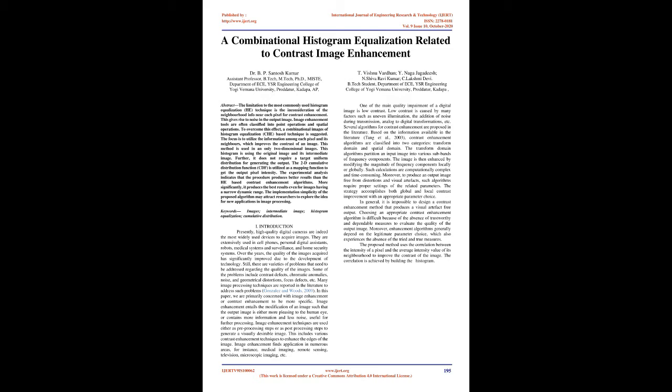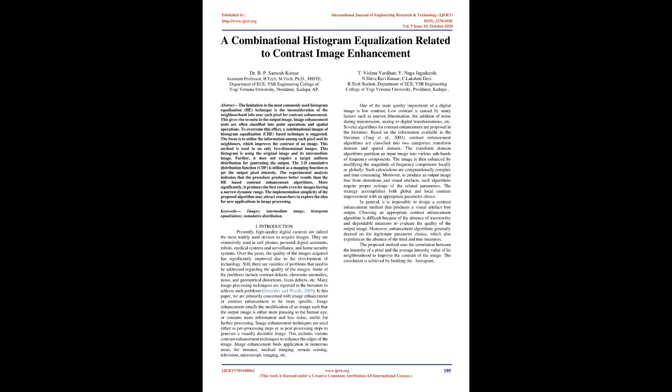Image enhancement tools are often classified into point operations and spatial operations. To overcome this effect, a combinational histogram equalization, CHE, based technique is suggested. The focus is to utilize the information among each pixel and its neighbors, which improves the contrast of an image. This method is used only on two-dimensional images.